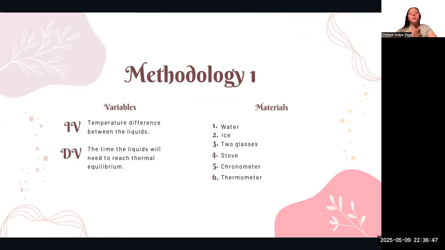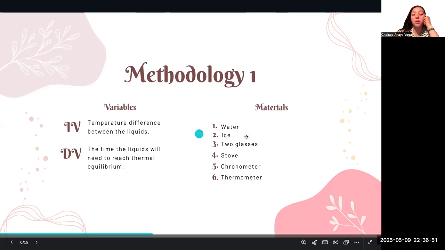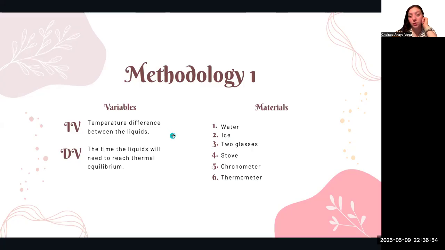Methodology number one, we have variables and materials. The independent variable is the temperature difference between the liquids, and the dependent variable is the time the liquids will need to reach thermal equilibrium. The materials were water, ice, two glasses, stove, chronometer, and thermometer.